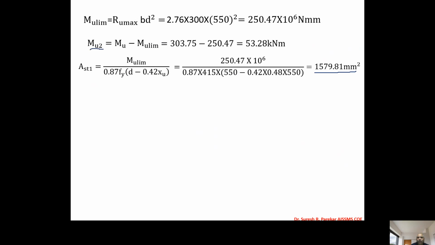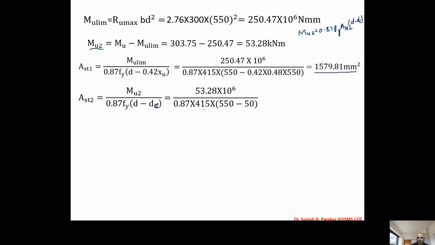Now for Mu2, we can find it as 0.87 Fy AST2, and for this we have lever arm as D minus DC. So AST2 we will get as 0.87 Fy in bracket (D minus DC). Now we will substitute the values in this equation, and by substituting we will get the value of AST. Now AST we will have as AST1 plus AST2, and from this we will get this value as 1874.95 mm square.